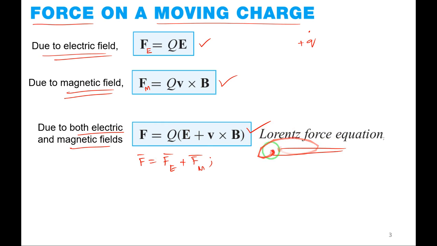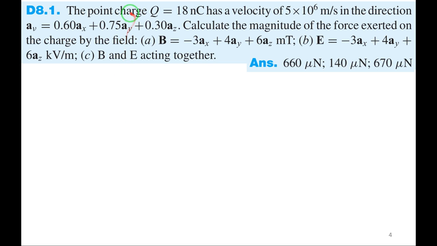So this equation we call the Lorentz force equation, another name for this. Using these formulas, we will try to find out the force experienced by the charge due to electric field, magnetic field, and due to both electric and magnetic fields. We'll solve a few numericals based on that. Okay, we'll take up this numerical.